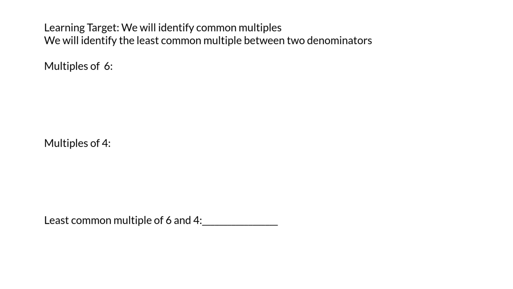Moving on with some fraction learning targets. Today we're going to work on identifying common multiples and identifying the least common multiple between two denominators. And on the next slide, I'll explain a little bit more about why we're doing this as it relates to our fraction learning targets. So the first thing we're going to do is make a list of the multiples of 6. And I think we'll just do the first 10 multiples of 6.